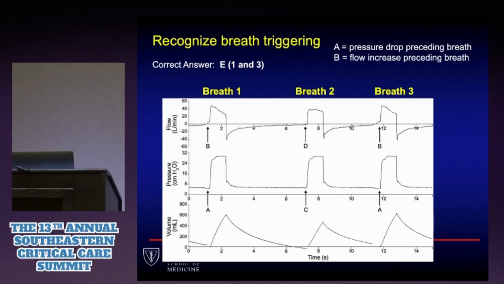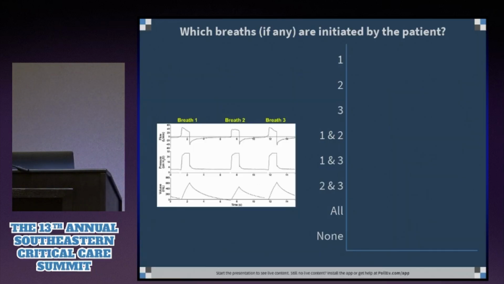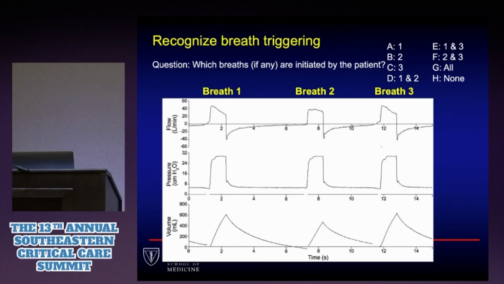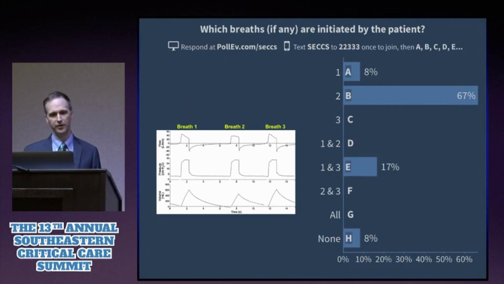So the correct answer is that breath 1 and breath 3 are triggered. And the way you can tell that is because of the pressure dip on the pressure curve just before inspiration on those 2 breaths, or the flow increase just before the breath is delivered on the flow curve. So that's what you're looking for when you're looking for triggers.